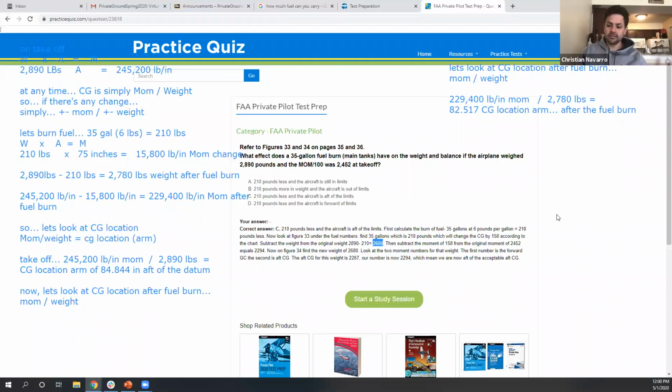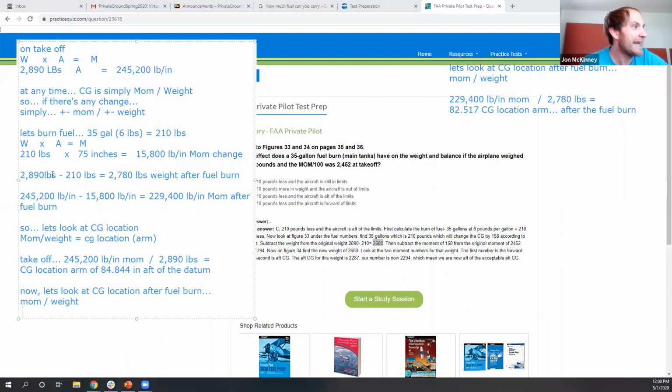No, you're fine. Let's make it right. So over here, this is the step where I screwed up. I double click, now I'm typing. So 2890 pounds minus 210. I'm just gonna type it into the calculator: 2890, subtract sign, 210, equal sign, 2680. So click 2680, that's our weight after the fuel burn.